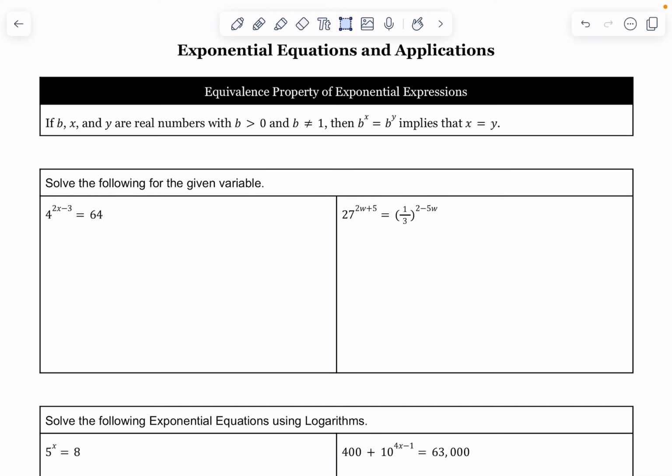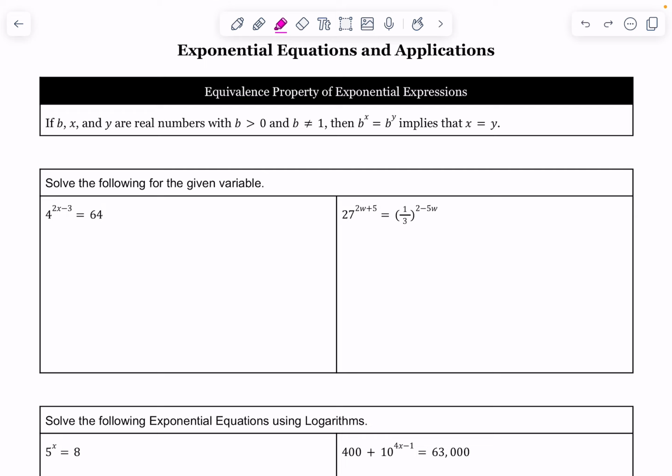This video is over section 9.5, Exponential Equations and Applications. This has been talked about before, but just really quick, the equivalence property of an exponential expression states that if b, x, and y are real numbers with b greater than 0 and b not equal to 1, then b to the x equals b to the y implies that x equals y. So here, if we have the same base b, then we can set their exponents equal to each other.